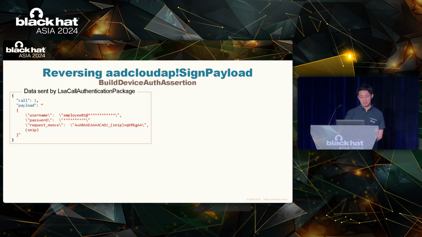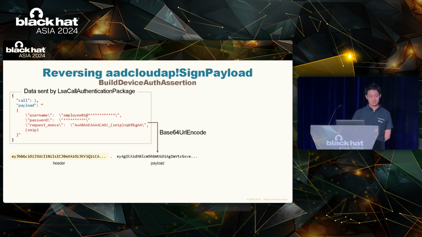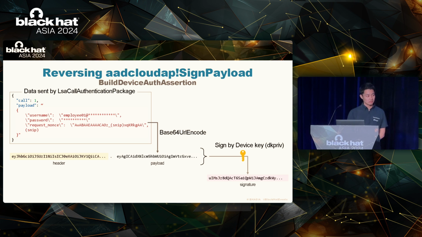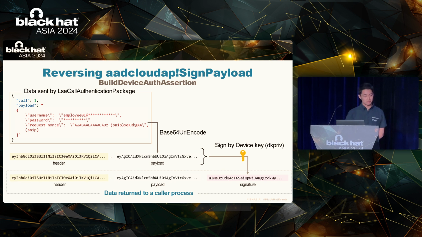What it does in BuildDeviceSourceAssertion is that first JSON data is sent to LSASS.exe, and then BuildDeviceSourceAssertion gets this payload value and Base64 URL encodes it like this. At the same time, the JWT header is generated. And from the header and the payload, the signature of the device key is generated. And finally, combining all together, the JWT is created with the signature of the device key.